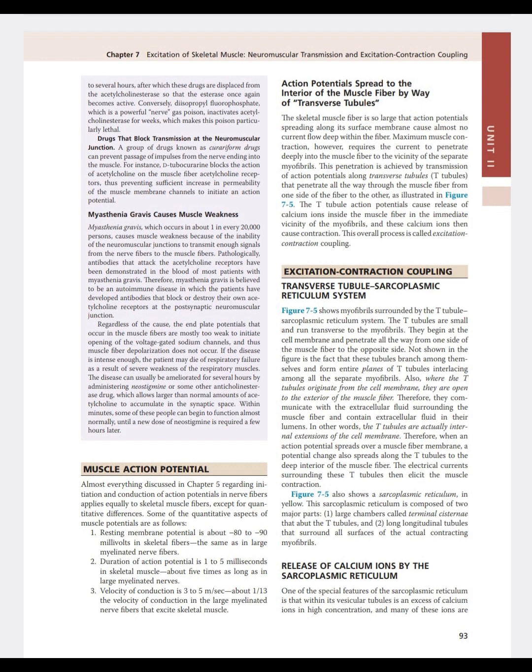Come to the next heading and highlight this. The action potential spreads to the interior of the muscle fiber by way of transverse tubules. The skeletal muscle fiber is so large that action potentials spreading along its surface cause almost no current to flow deep within the fiber. Maximum muscle contraction, however, requires the current to penetrate deeply into the muscle fiber to the vicinity of the separate myofibrils. This penetration is achieved by transmission of action potentials along T tubules that penetrate all the way through the muscle fiber from one side of the fiber to the other.